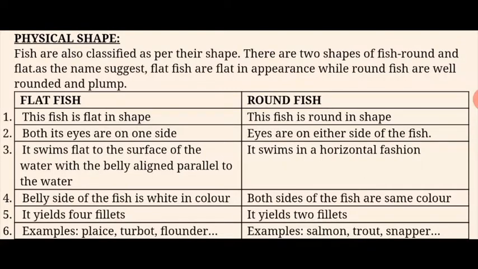Belly side of the flat fish is white in color. Both sides of the fish are the same color in round fishes. Flat fish yields 4 fillets while the round fish yields 2 fillets. Examples of flat fish are plaice, turbot and flounder, and examples of round fish are salmon, trout and snapper.